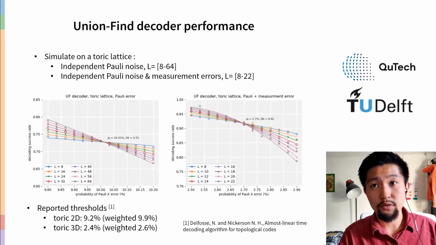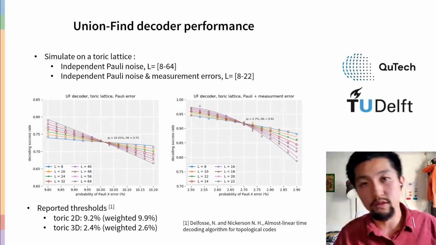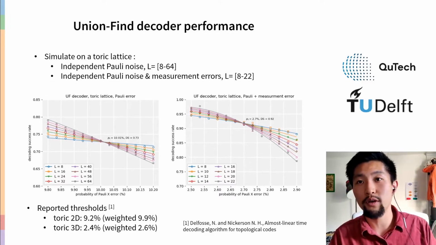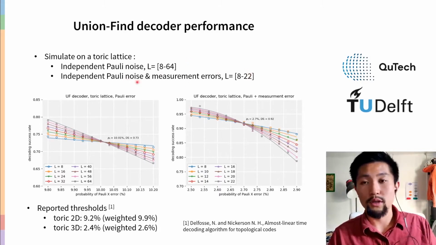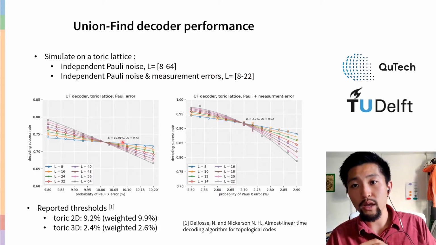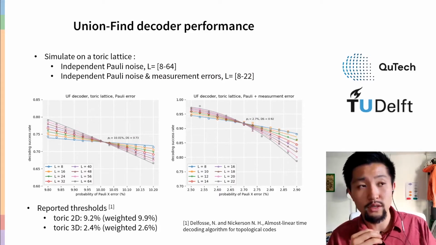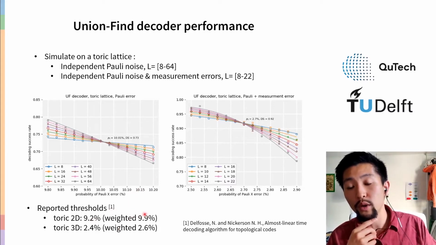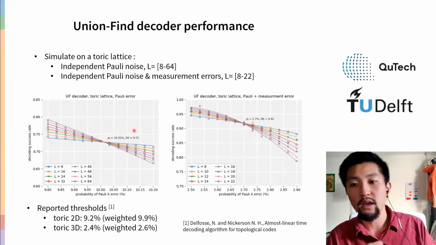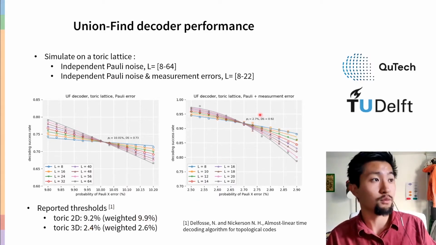So to test the union find decoder, we again simulate with similar conditions as before, Pauli noise and Pauli measurement errors with the same lattice sizes, and we get these threshold values. They are slightly above the reported ones in the original publication. For weighted growth, 9.9% was reported, and we have 10%. And for the 3D case, which is Pauli noise and measurement errors, it was reported to be 2.6%, but we have 2.7%.